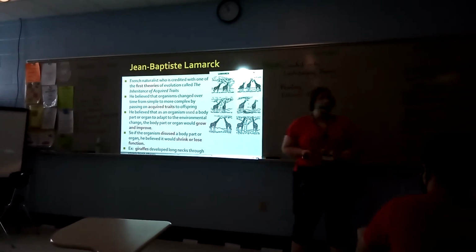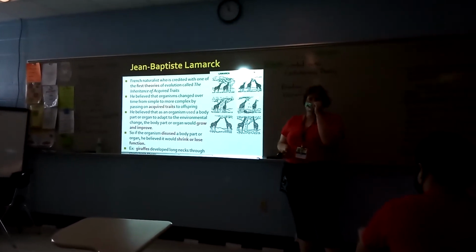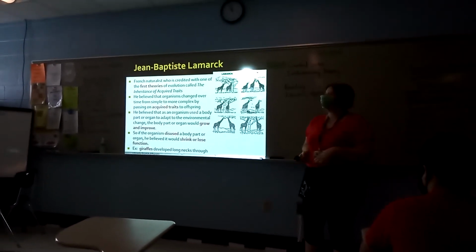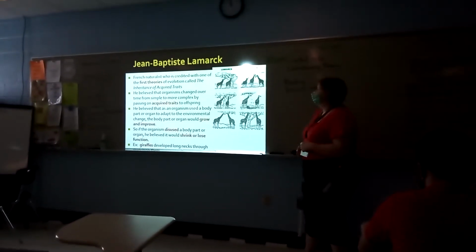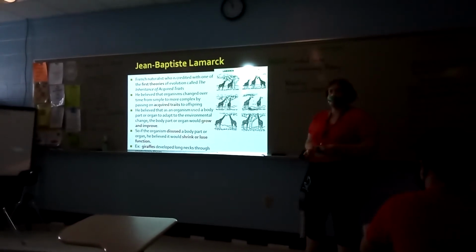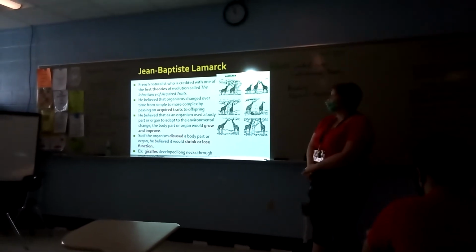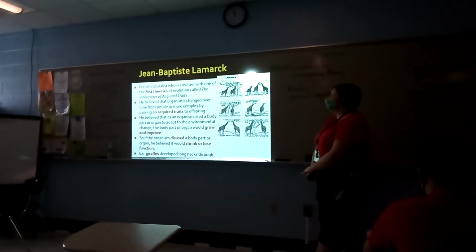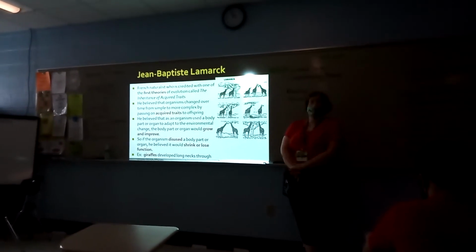So, there's a couple people that came before Darwin. Everybody remembers Darwin, but not necessarily these other poor people. Jean-Baptiste Lamarck, he was a French scientist. He came up with one of the first theories of evolution. It was called the inheritance of acquired traits. And he believed that organisms changed over time by passing on acquired traits.